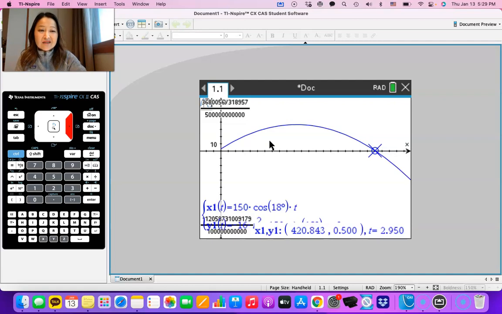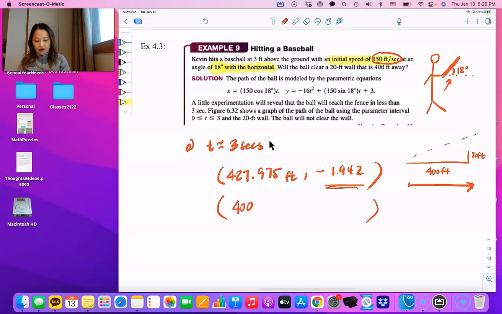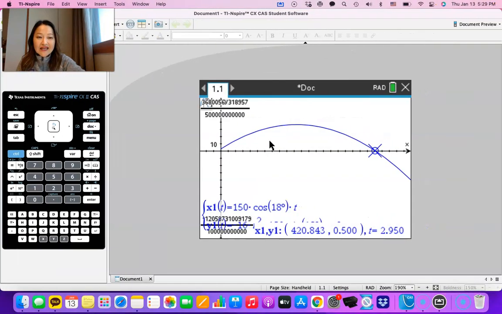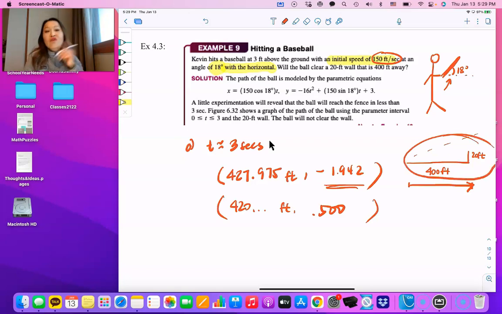At 2.95 seconds, it was about 420 feet, and the height was only 0.05. But it needs to satisfy both of those conditions in order to clear the fence. So the answer is, the ball will not clear the wall.